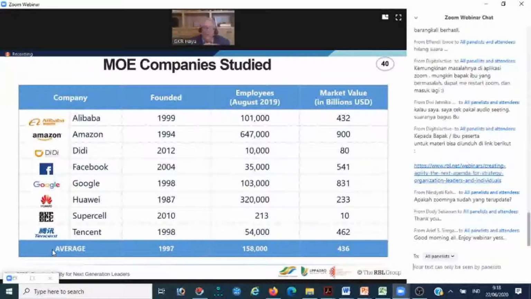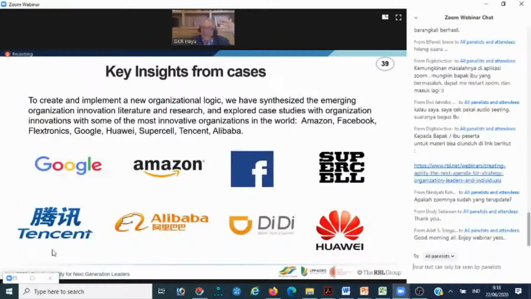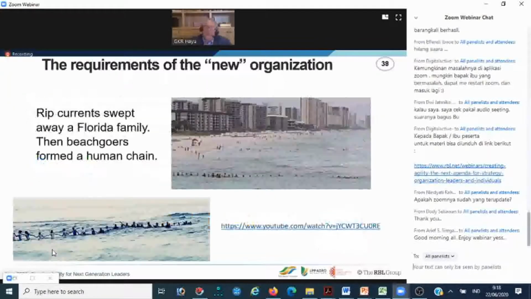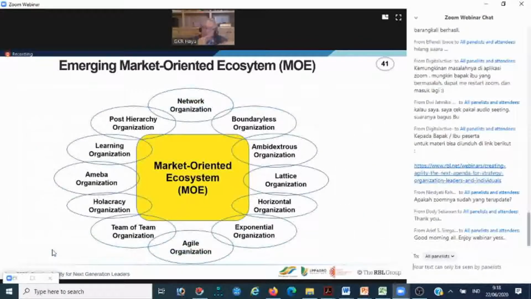By the way, the small company on there is Supercell. If you took it out, the average number of employees would go up, the market value would go up. It only had 213 employees. You could count them by name. But look at its market value, 10 billion. These companies did something special. They turned that quick story of the people saved on the beach into agility at scale.